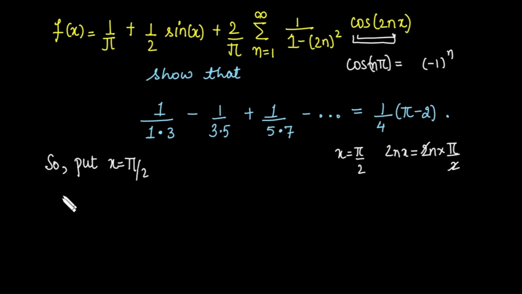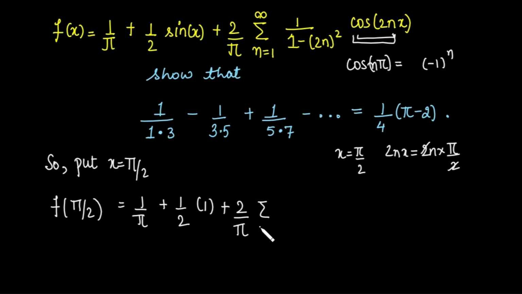So when you put x is equal to pi by 2, we have the function at pi by 2. This is equal to 1 by pi plus 1 by 2 sine pi by 2, which is 1, plus 2 by pi summation from 1 to infinity, 1 upon 1 minus 2n square. This is cos of n pi after substituting x is equal to pi by 2, and that is equal to minus 1 raised to power n.